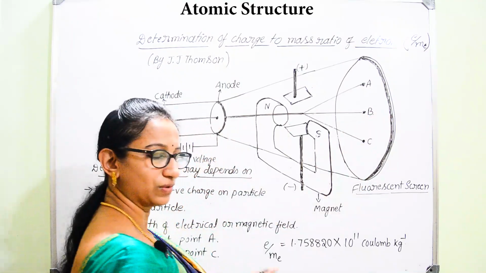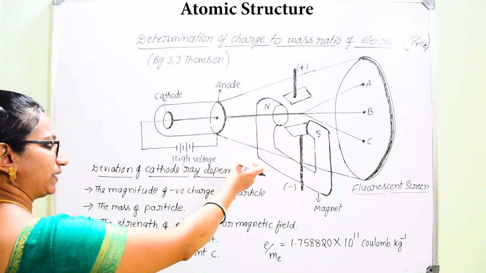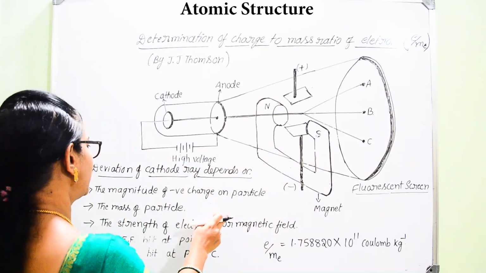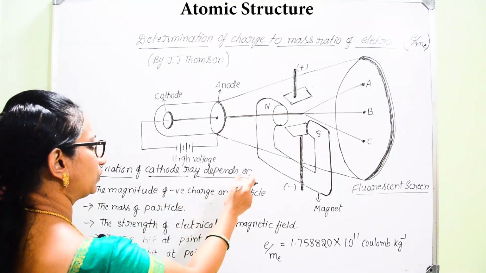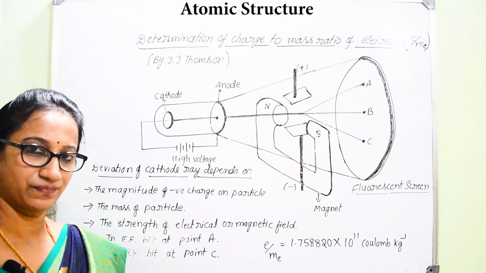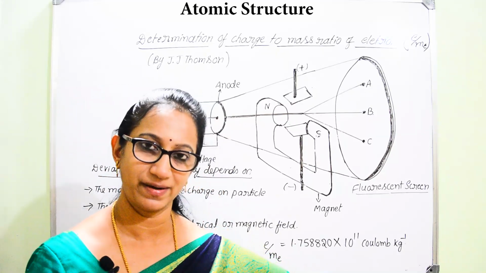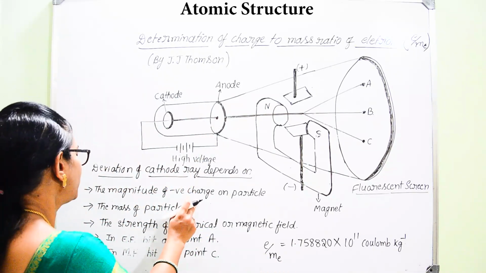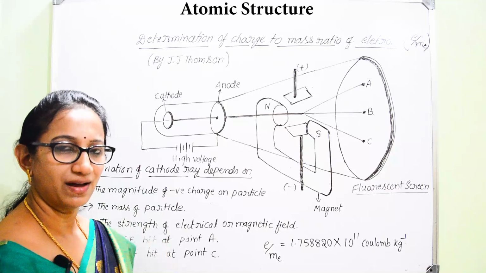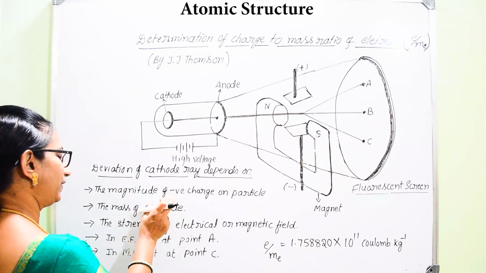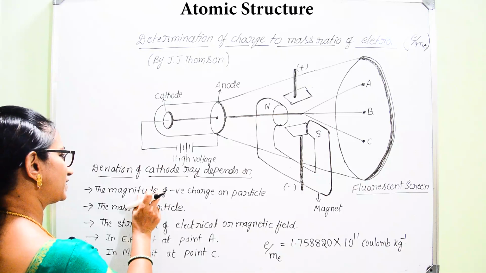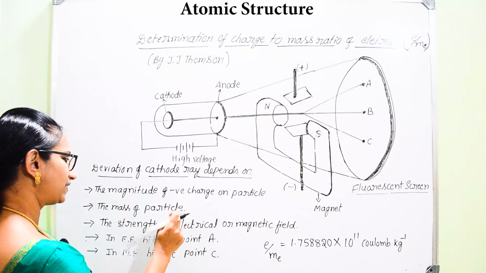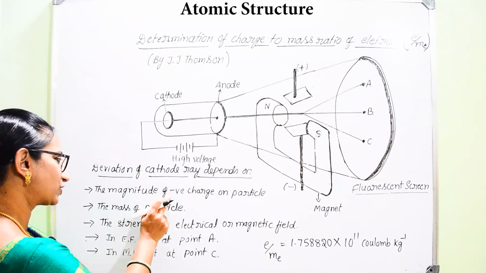So by considering this experiment, by observing this experiment, he was able to determine that the deviation of the cathode rays depends on what factors. So by observing this experiment, we need to consider what are those influences on which the deviation of cathode rays depends. The cathode rays which undergo deflection all depend on these factors. We can learn these factors one by one now.